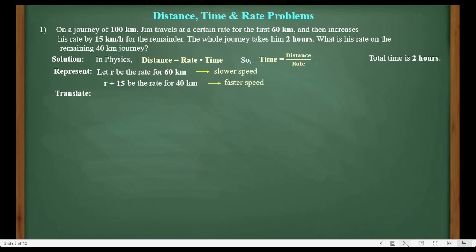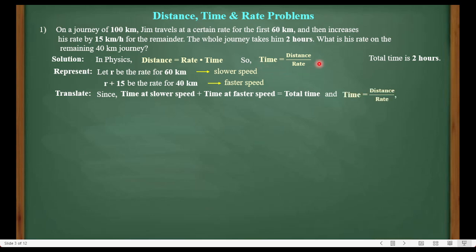Then, the next step is to translate the given condition to a mathematical equation. That is, from this situation, the time at the slower speed plus the time at the faster speed is equal to the total time. From this situation, we can now formulate or translate the equation.